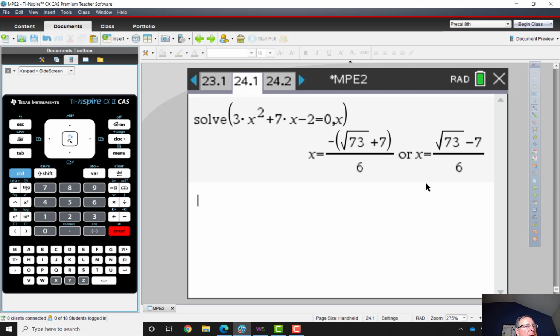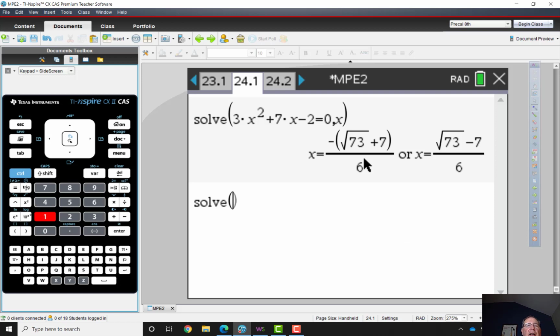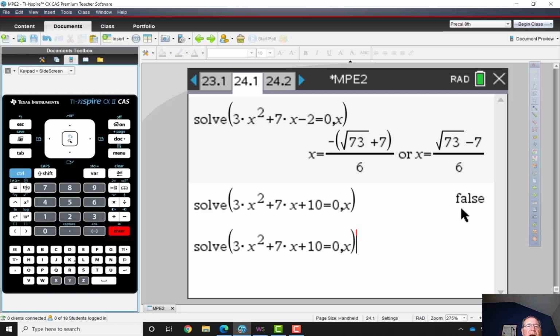Now you might be wondering, how could I do this if I had complex solutions? We can try that. Menu, 3, 1, 3x squared plus 7x plus 10 equals 0, comma x. Oh, it says false, but do not fear. We have an app for that. We're going to just put a C in front of the solve, so that's complex solve.